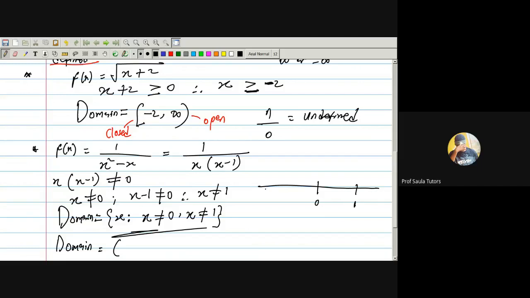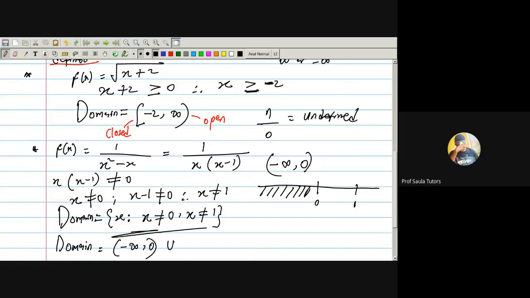It means that I can include all the numbers to the left of 0, and that's negative infinity, comma 0. If I'm using this type of open interval, it means that 0 is not included. But if I write minus infinity, comma 0, and use this closed bracket, this shows that 0 is included. So this one will be wrong. If you're writing that 0 is not included, you must use this type of bracket.